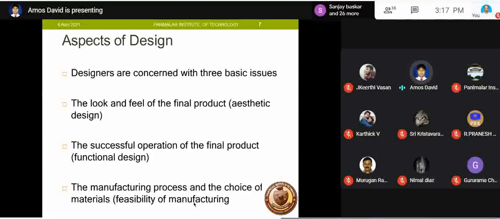Now, designers are concerned about these three basic issues. Alright, the first one is the look and feel of the final product, because when you buy something currently, take any product, a car or a bike, you go based on the look, right?